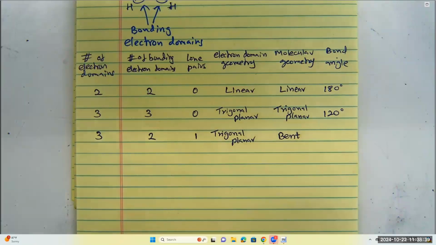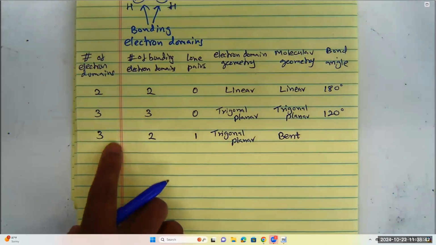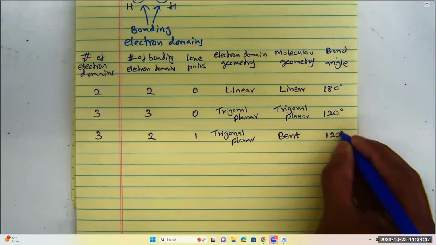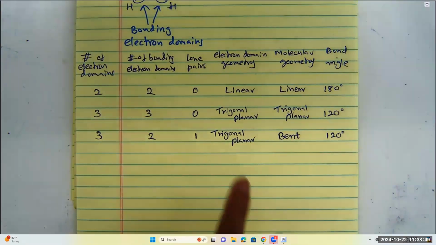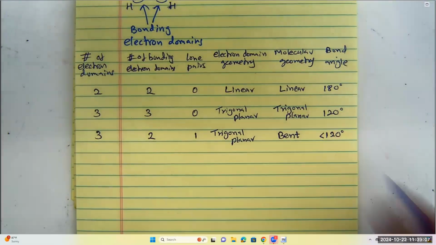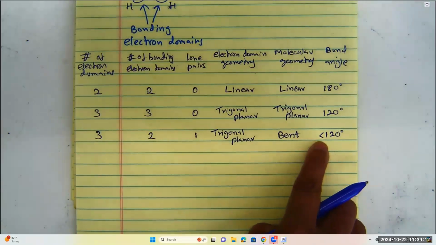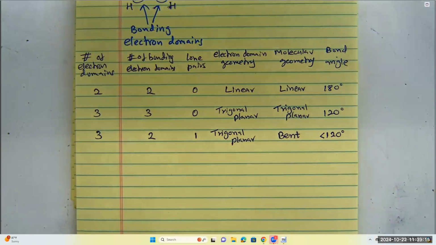Again, the bond angle is dictated by the number of electron domains. It's going to be 120. But here's the thing: the lone pairs tend to take up more space than bonding electron domains. As a result, the bond angle will be a little bit pinched compared to 120 degrees. Therefore, the bond angle is a little bit less than 120 degrees. I'm going to use the less than sign in front of the 120 degrees to show that it is less than 120 degrees.